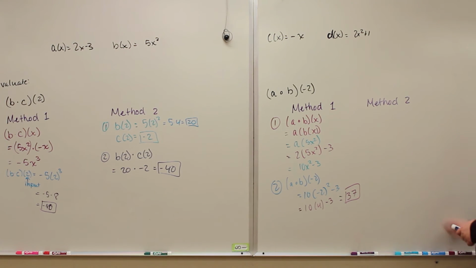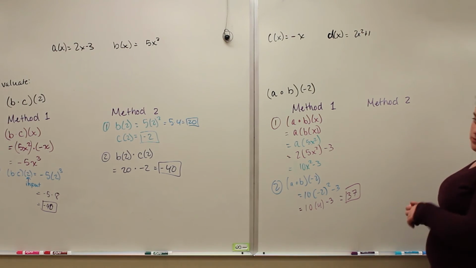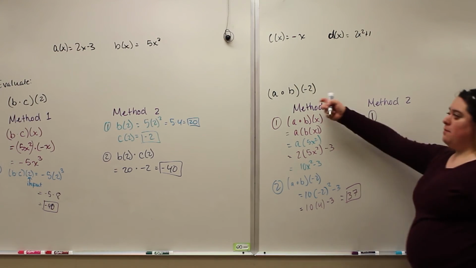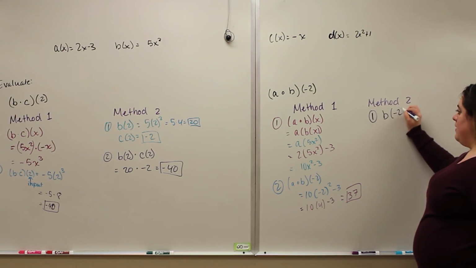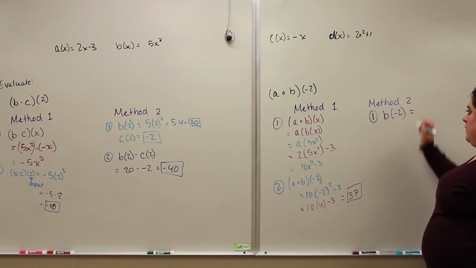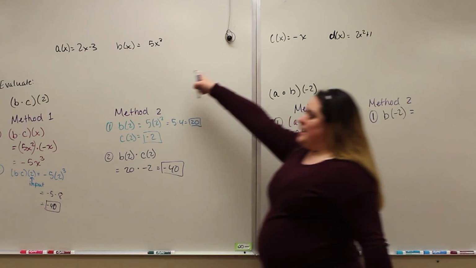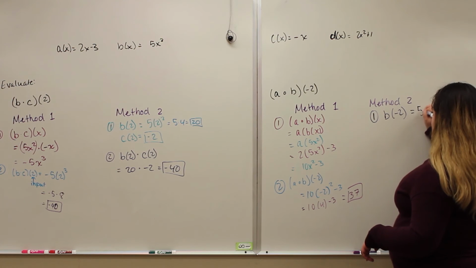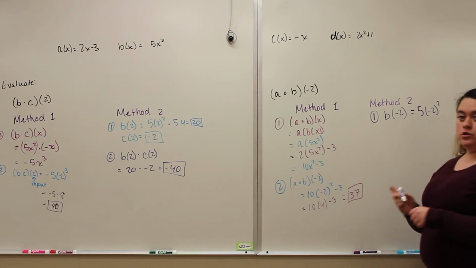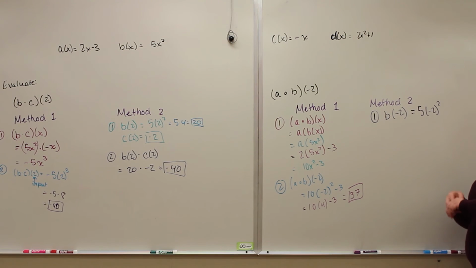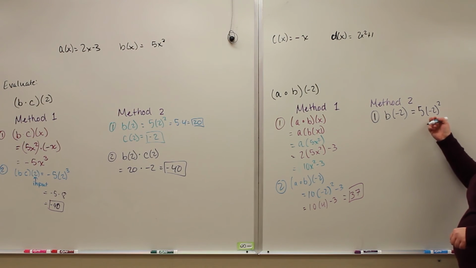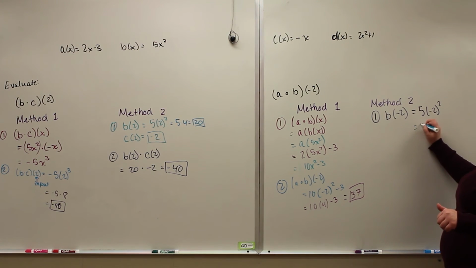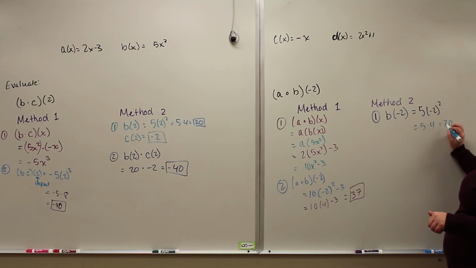Not bad. Let's try method 2. This one's going to look a little interesting, okay? So, method 2. I'm going to start by finding B of negative 2. So my B of x function, once again, is 5x squared, so I'm taking the negative 2 and plugging it in. So I have 5 times negative 2 squared. So negative 2 times negative 2 is 4. 4 times 5 is 20.